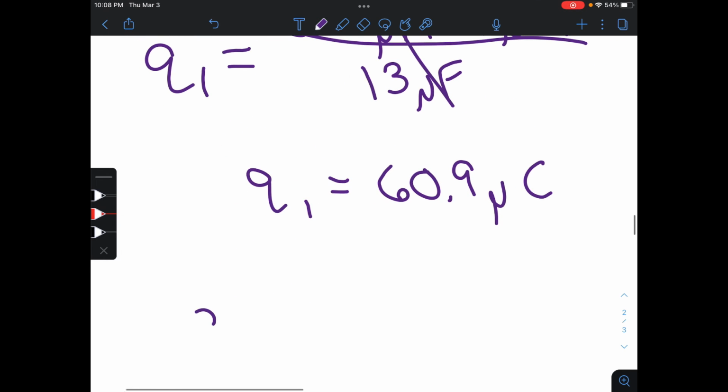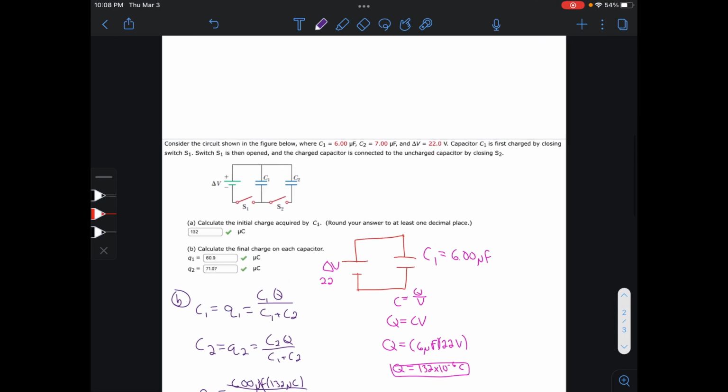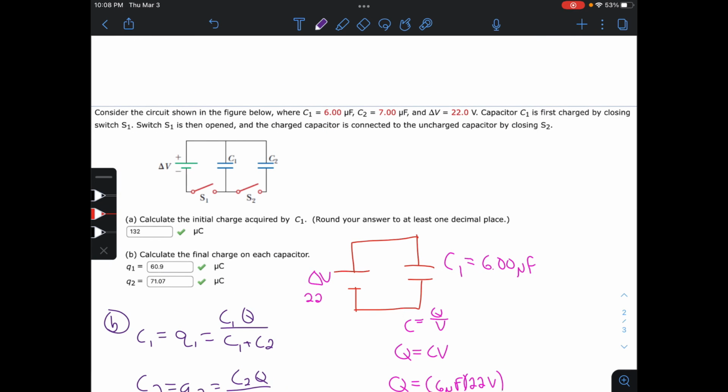And then, once we're substituting the same process for Q2, we get 71.07. Again, that's a very close answer to before. So common mistakes here would be not reading into the lines that this circuit is closed here for the first part, so we only have to worry about the first capacitor. A second mistake would be not using the charge from part A and using that for part B.